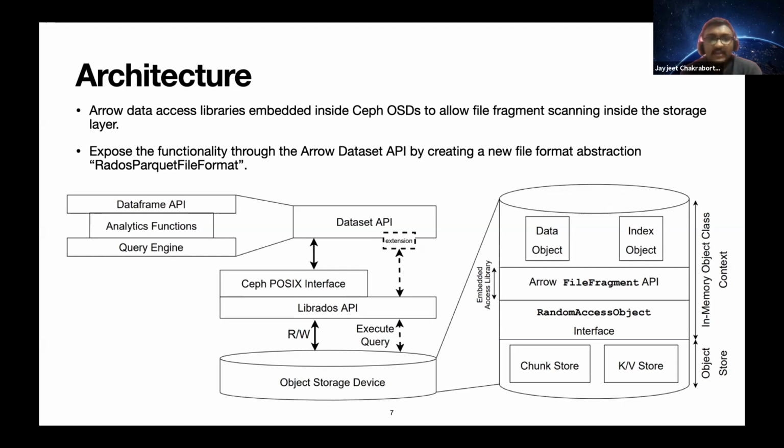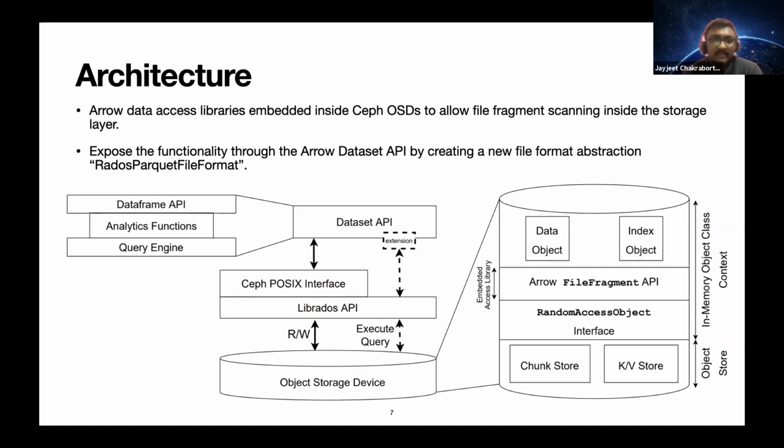What it does is read some metadata during the read path. It reads some metadata from the Ceph POSIX interface, basically the striping strategy. It converts the file names in CephFS to the object IDs in Rados, using the striping strategy information. And once it has the object IDs handy, it can invoke a storage function, the object class function that is embedded inside the storage nodes, on that object. That request goes inside the OSD, invokes the Arrow file fragment APIs, does all the scanning, and returns the Arrow tables back to the dataset API.